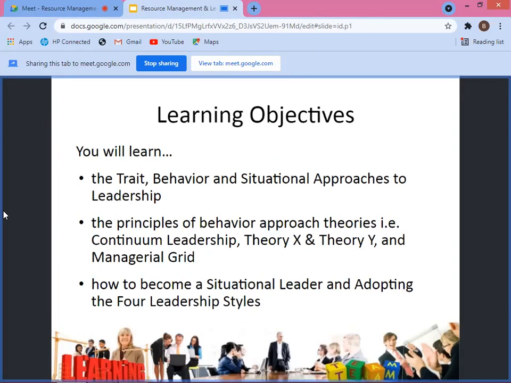So the principles of behavior approach theories, that is Continuum of Leadership by Tannenbaum and Schmidt, Theory X and Theory Y by Douglas McGregor, and the Managerial Grid by Blake and Mouton, and how to become a situational leader and adapt the 4 leadership styles.